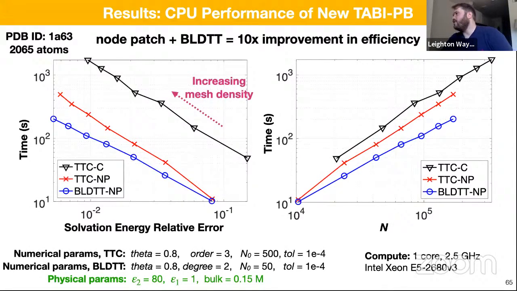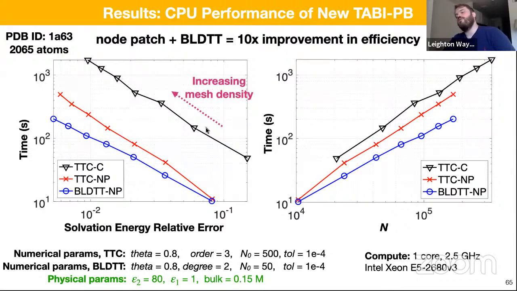So now I want to actually show you some results about putting all these pieces together. These first few results I'm running on this protein with PDB ID 1863. It's not very big, about 2,000 atoms. I've got 3 lines on these graphs, so let me explain briefly. This black line is more or less the original 2013 version of TOBI-PB.